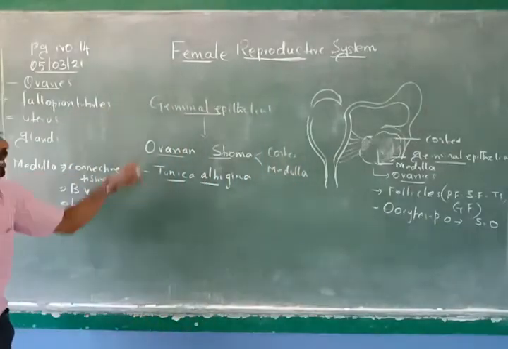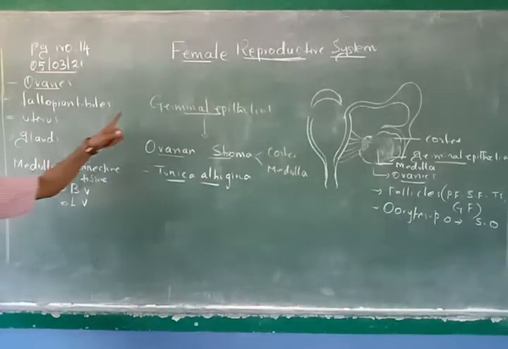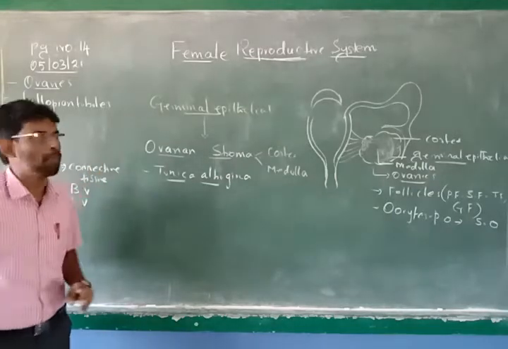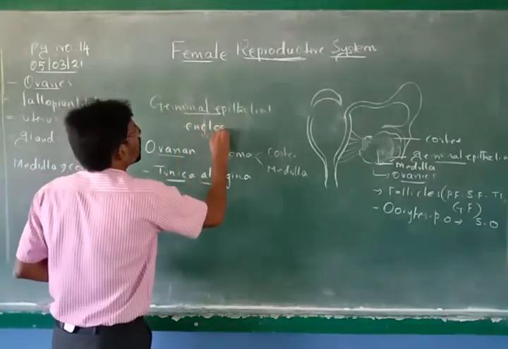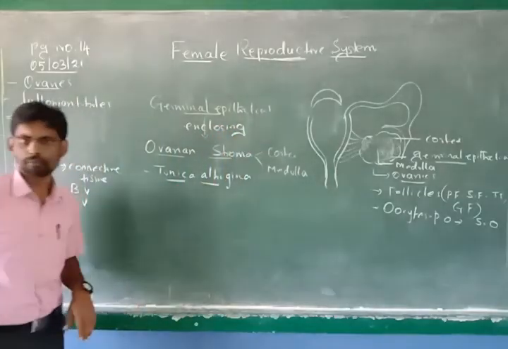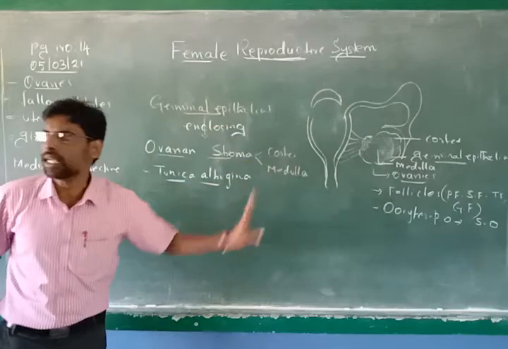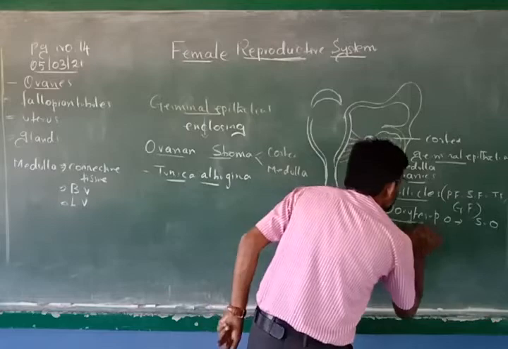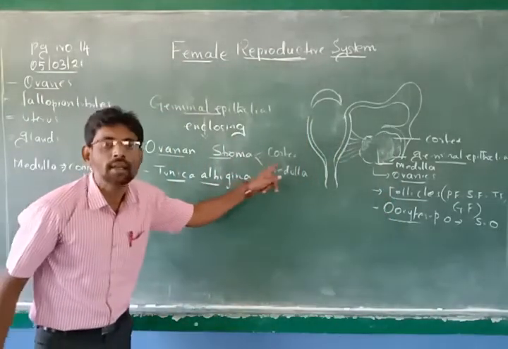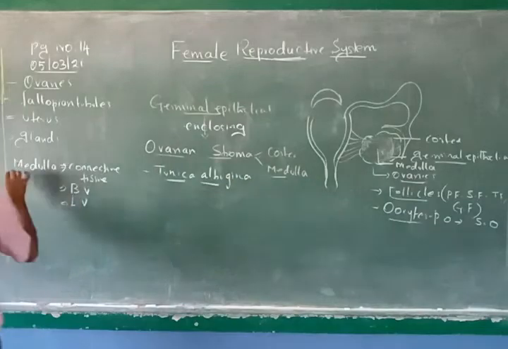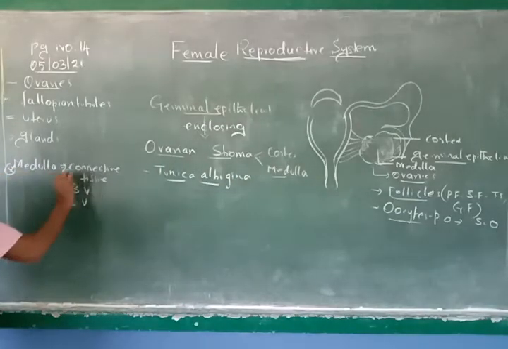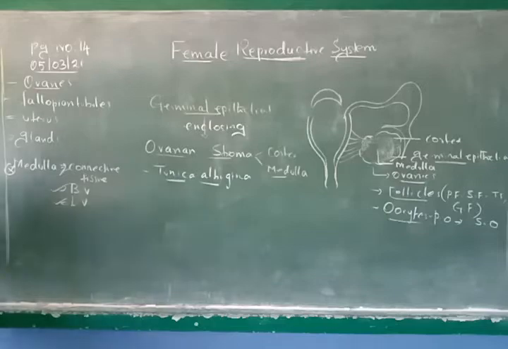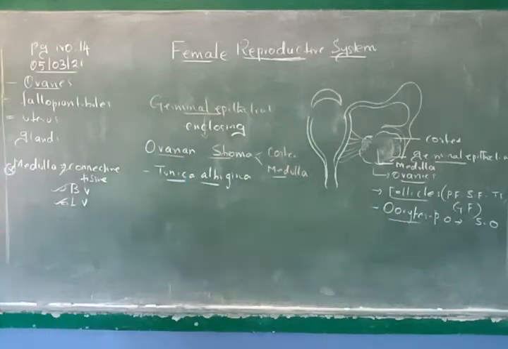Okay. So the structures covering the ovary are the germinal epithelium, which encloses the ovarian stroma. The stroma has an outer cortex and an inner medulla. In the cortex you will find follicle development and oocyte development, everything takes place inside the cortex. And the medulla, we studied, has some connective tissue, blood vessels, lymphatic vessels, and some nerves. Okay, right. Below this ovarian stroma you have the tunica albuginea.